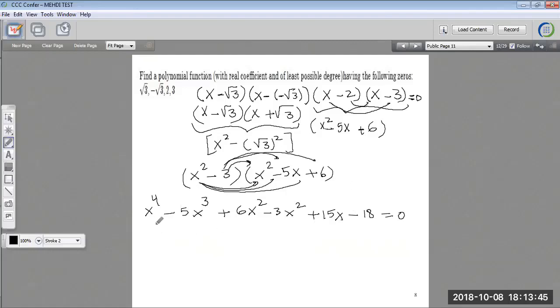We only have 1x to the power of 4. And then we have only 1x to the power of 3. We have two terms with x to the power of 2 on them, so it would be 6 minus 3, which would be plus 3x to the power of 2. You only have one of each of the rest, so plus 15x minus 18. That is equal to 0. So this is the polynomial that would result in having these zeros.